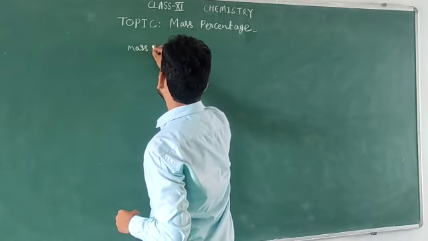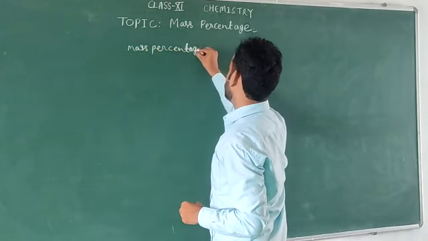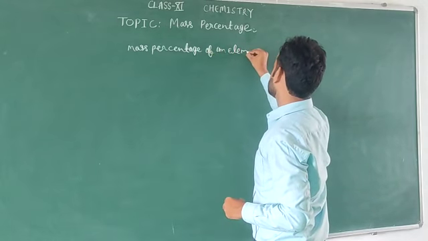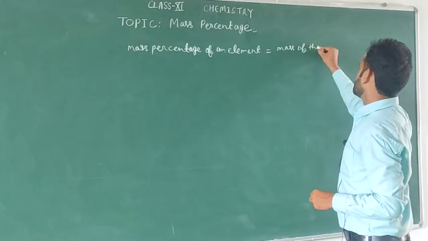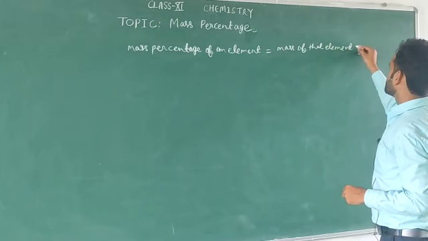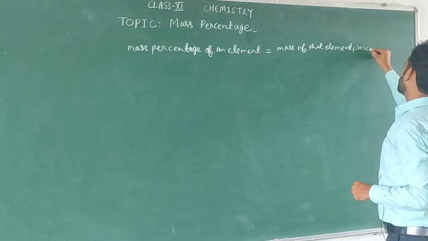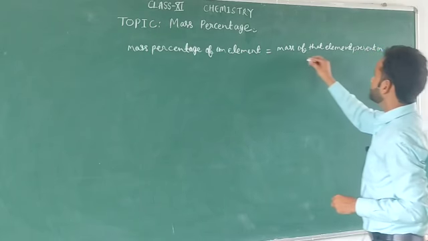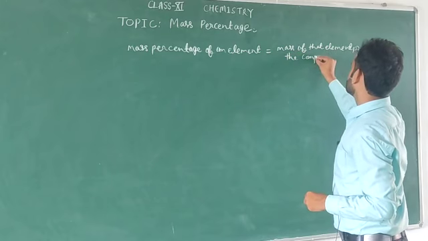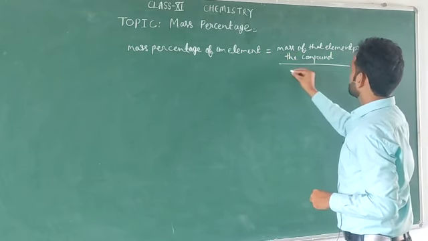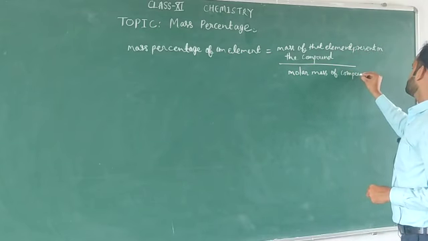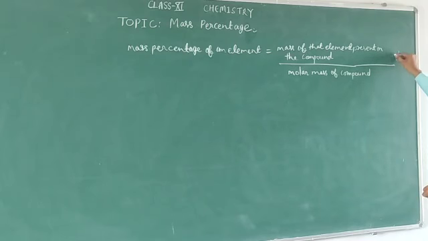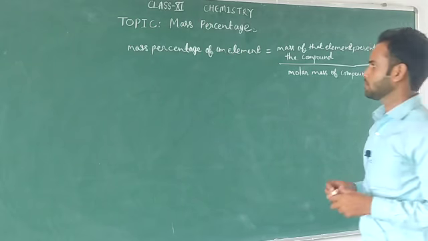The mass percentage of an element is equal to the mass of that element present in the compound, divided by the molar mass of the compound, and times 100 to find the percentage. Okay, so let's have an example.